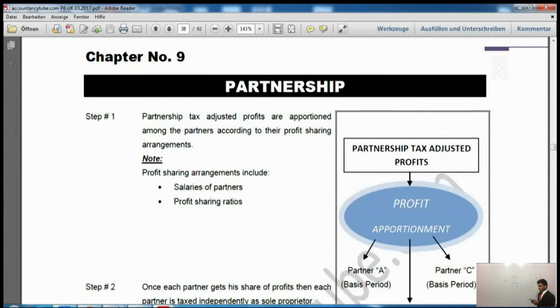Right? And on the right side, if you see, it says partnership tax adjusted profits. There will be a separate basis period for A, a separate basis period for B, and a separate one for partner C. So as I said, every individual will be separately responsible for their own basis period, their own trading periods and trading profits. After they get their share of profit and the salaries, they will work out their own basis period. Some of them will have an opening basis period, and some of them may have a closing basis period or other basis periods. Right?